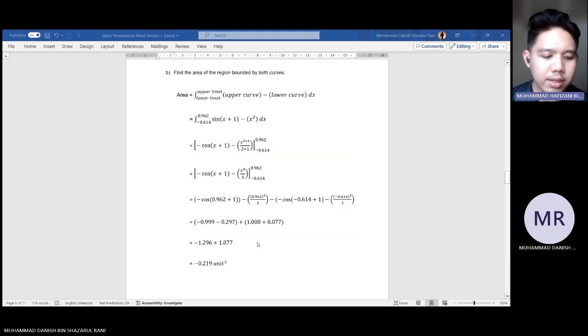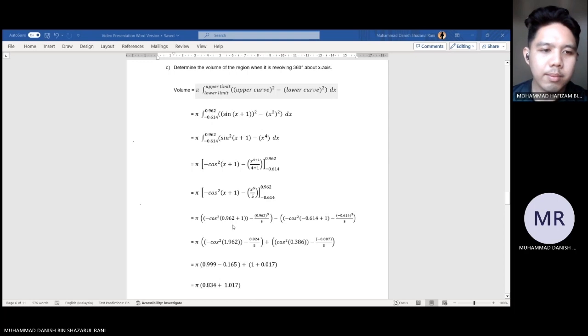Next, question number 2b. I have found the area bounded by the two curves. I use the integration formula and make a calculation using a calculator until I get negative 0.219 units to the power of 2.